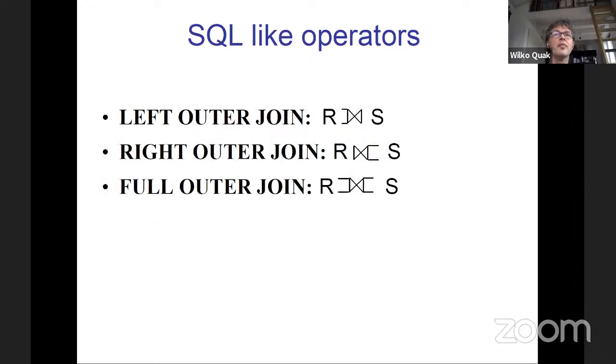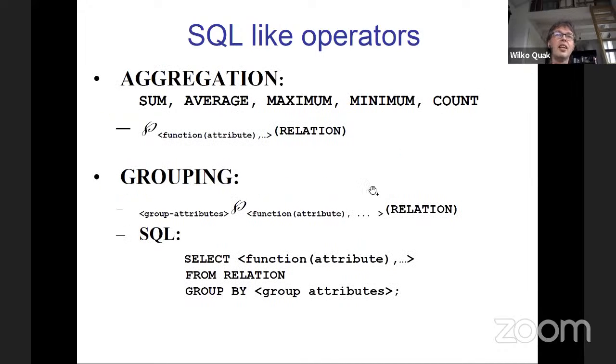Okay, well, then there are these SQL-like operators, like left outer join, right outer join, and full outer join. They have these nice mathematical signs. And then also in the relational algebra, you have sum, average, maximum, minimum, and count. They're all mapped to this one relational operator with the weirdo sign, where you put the name of the aggregate function inside the operator.